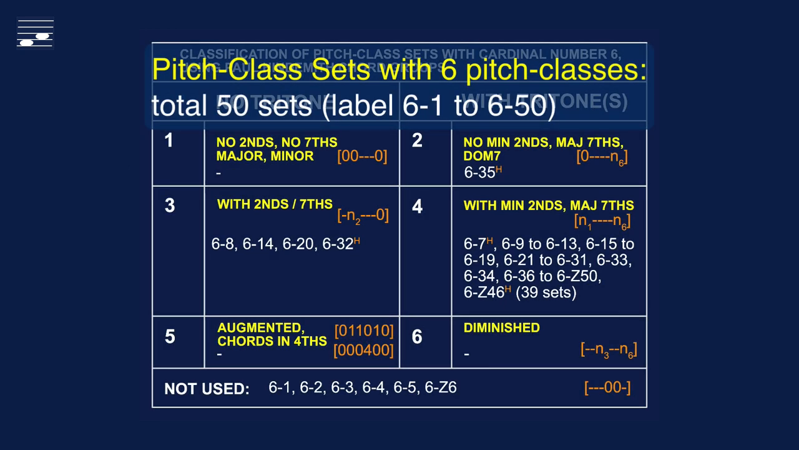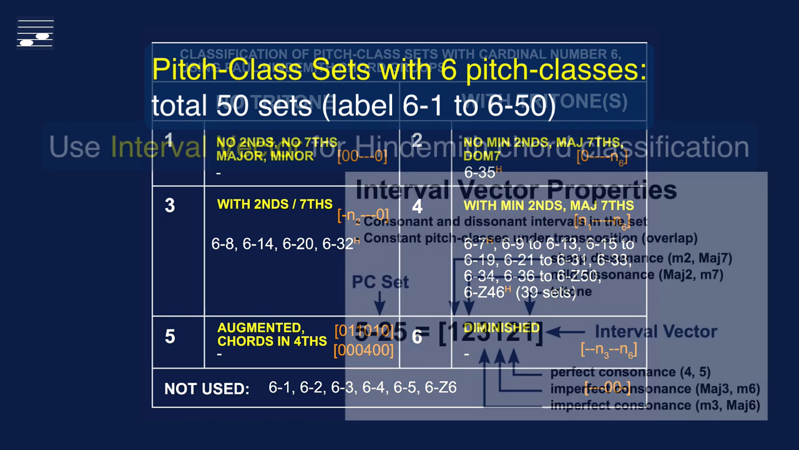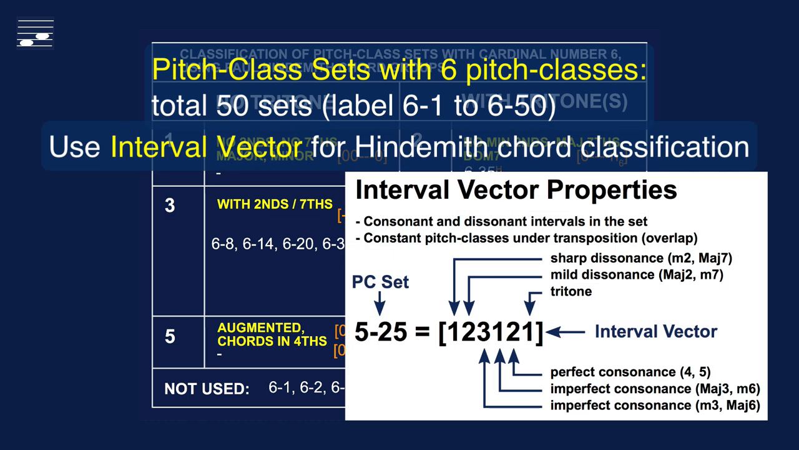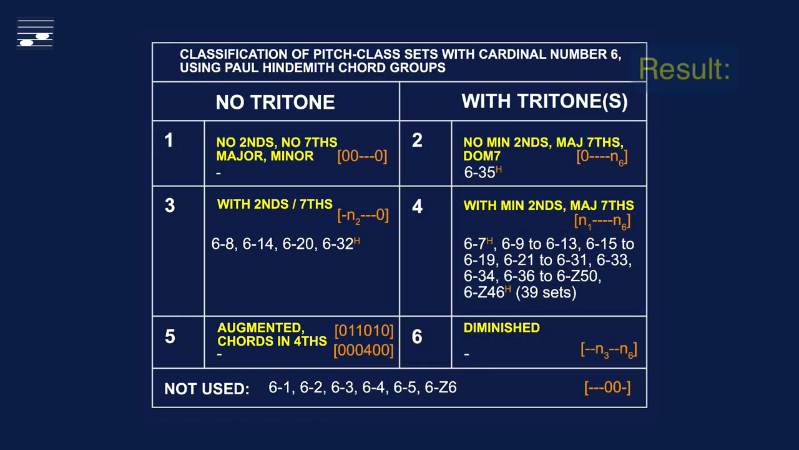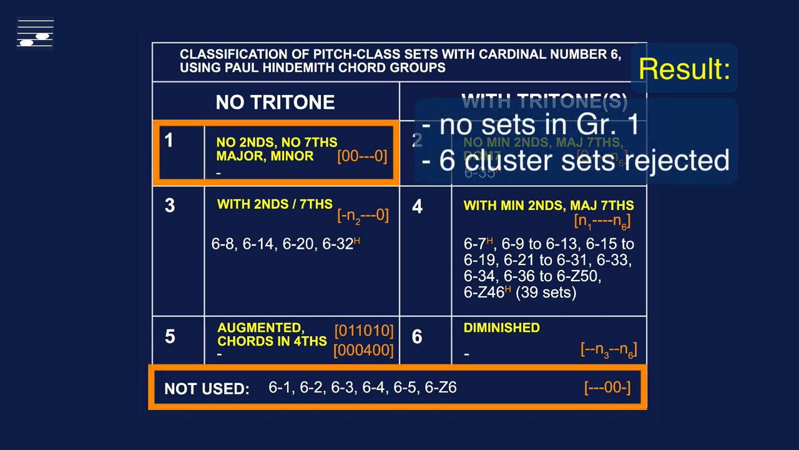There's a total of 56 six-element sets, and we use the interval class vector for each of these in order to put them into a Hindemith chord group. Remember the importance of N6, the number of tritones in the set, as a main category divider, followed by the number of dissonant second intervals, that is N1 and N2. The result for the 6 element sets is no sets in group 1, the triads, and 6 sets rejected because they are cluster type chords.